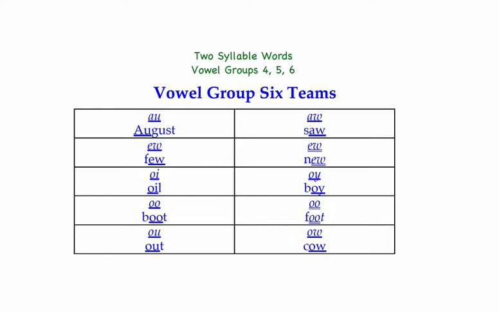OI, OY, oi. OO has 2 sounds, oo as in boot and oo as in foot. When OO represents its second sound, double underline it. OU and OW both represent the same sound, ow. Notice we have a number of teams with the letter W, AW, EW, and OW. W is part of the vowel team. In these instances, it is not considered a vowel when it joins together with the vowel in front of it.